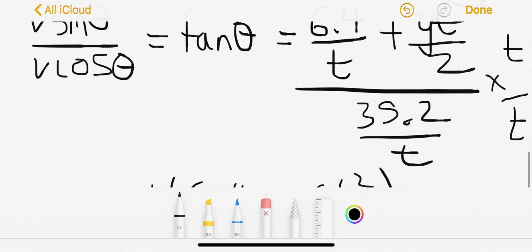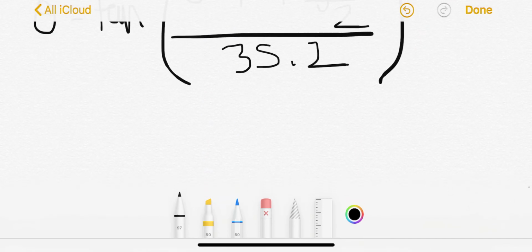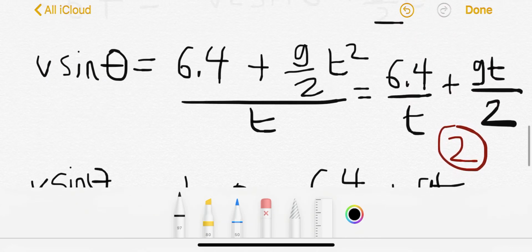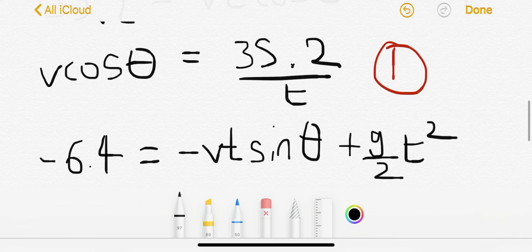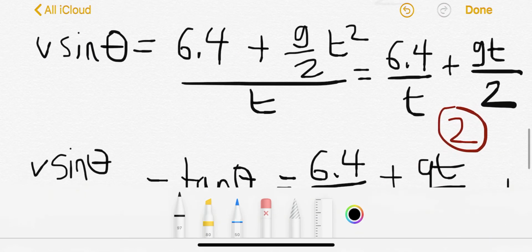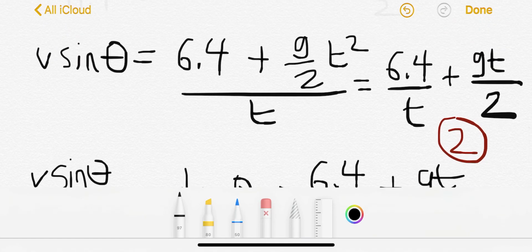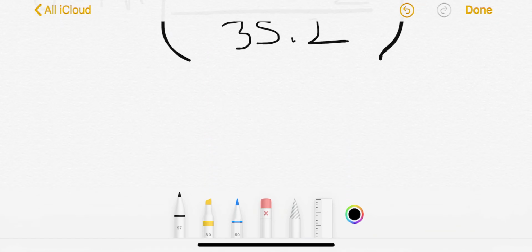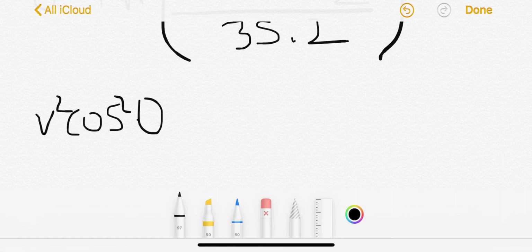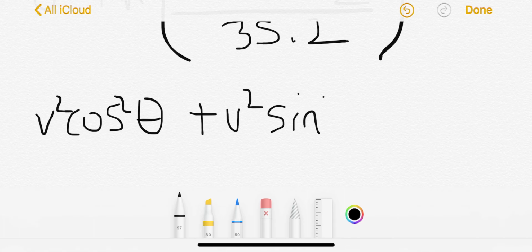Okay, well, we still need to find the speed. We've got the angle, but we now need to find the speed at which he enters the paddling pool. So now what we're going to do is take equation 1 and square it, take equation 2 and square it, and add them together. So if we do 1 squared plus 2 squared, we get v squared cos squared theta plus v squared sine squared theta.